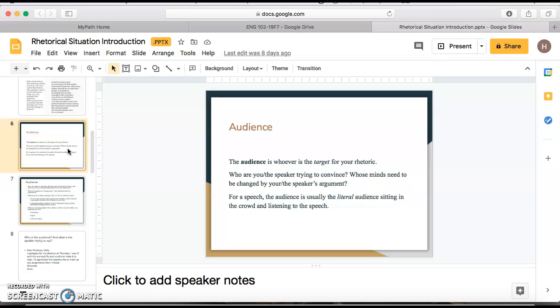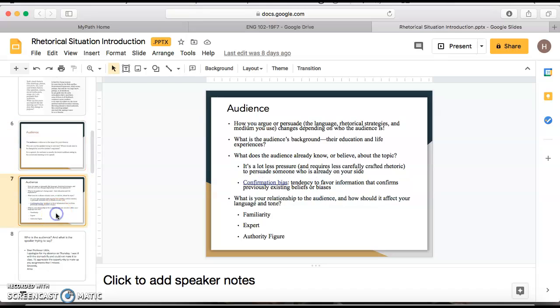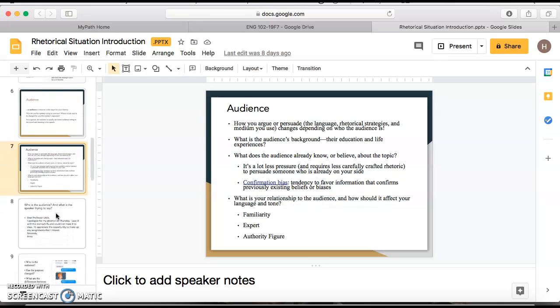Of course, for the speeches that you're going to be analyzing, the audience is usually just the literal audience sitting in the crowd and listening to the speech, but you should try to break it down and think about who that audience is. Are they a bunch of politicians? Are they a bunch of college graduates? That sort of thing. So how you persuade or argue is going to change based on who the audience is.